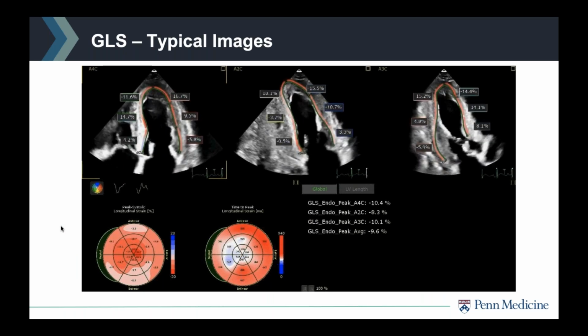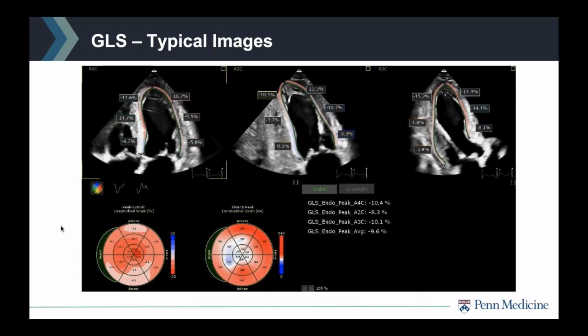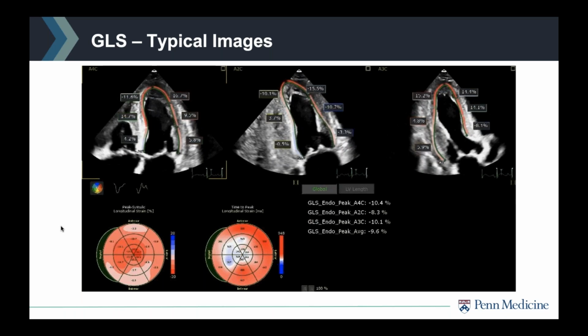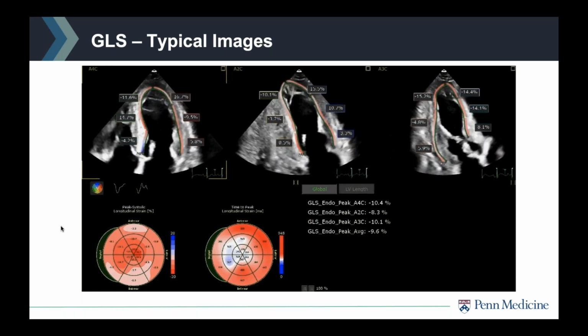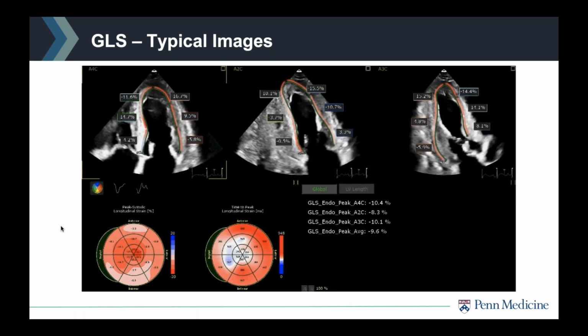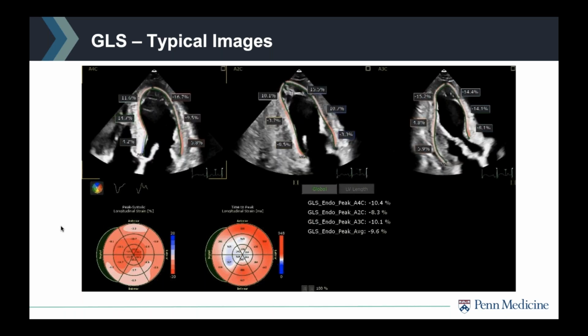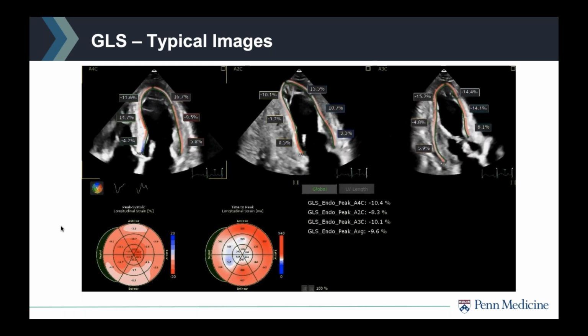And here's an example of GLS by echo. You have the apical 4 chambers to your left, the 2 chambers, and the apical 3 chambers to your right. And this is a depiction of an abnormal strain. It was measured in this patient at minus 9.6%.